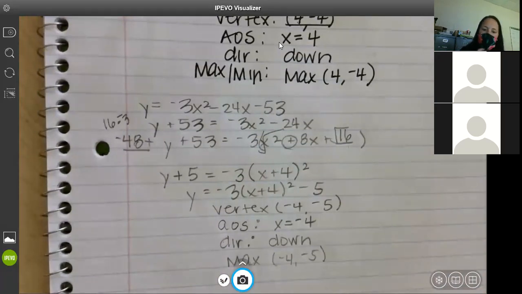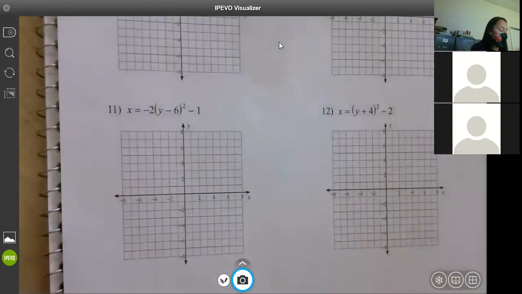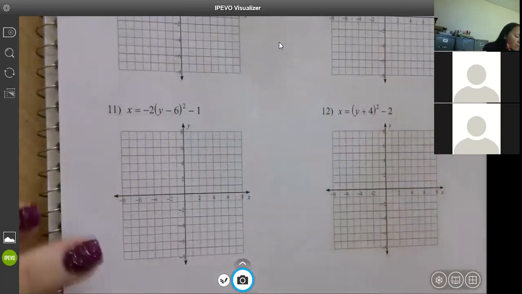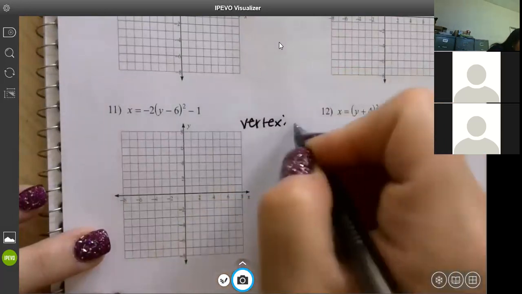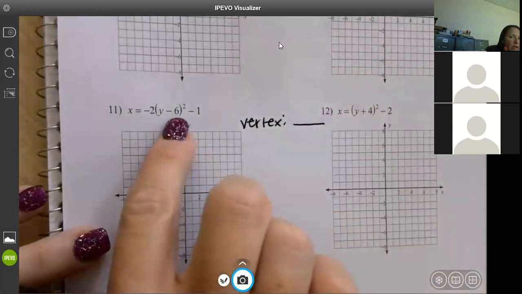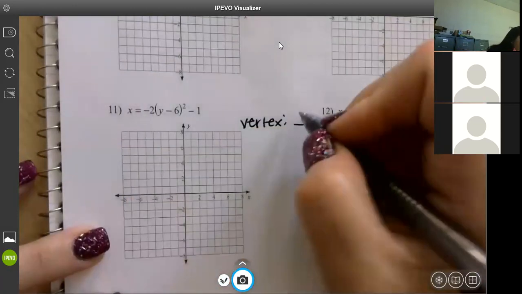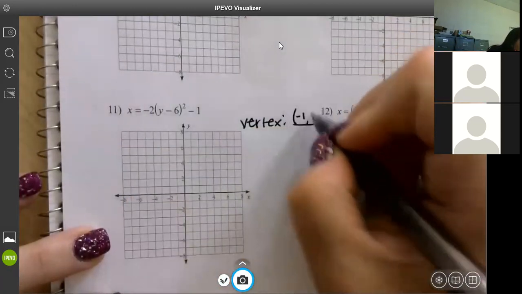All right, let's skip to number 11. We'll go back to my paper. Number 11. What's different about number 11? It's an x equals, but it's already in vertex form, right? So we're good to go. So if it's an x equals, remember we read our vertex backwards. This will be your y coordinate. So this is your x coordinate. So what is your vertex? Negative 1, 6.